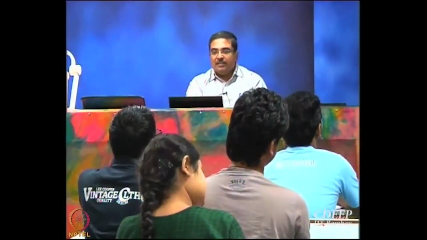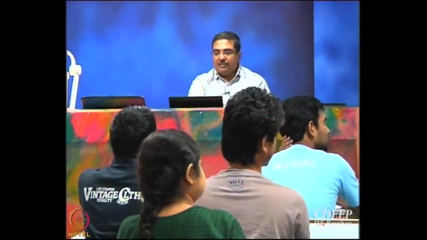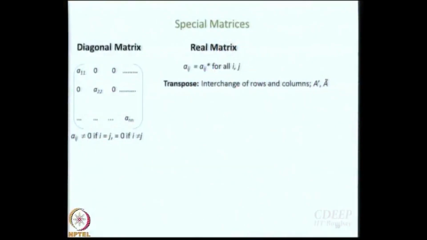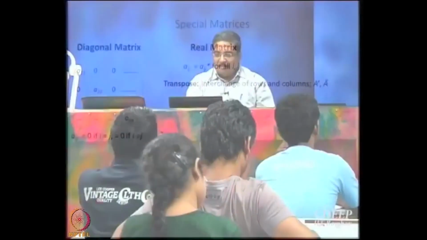Okay. Now, you know what is the meaning of transpose? Just interchange the rows and columns, and it is written in two ways. Sometimes it is written as A dash, easier to write, but then theoreticians like to complicate things always. So, it is also written as A with a tilde on top. I will call it A tilde, that sine wave kind of thing is called tilde, okay.